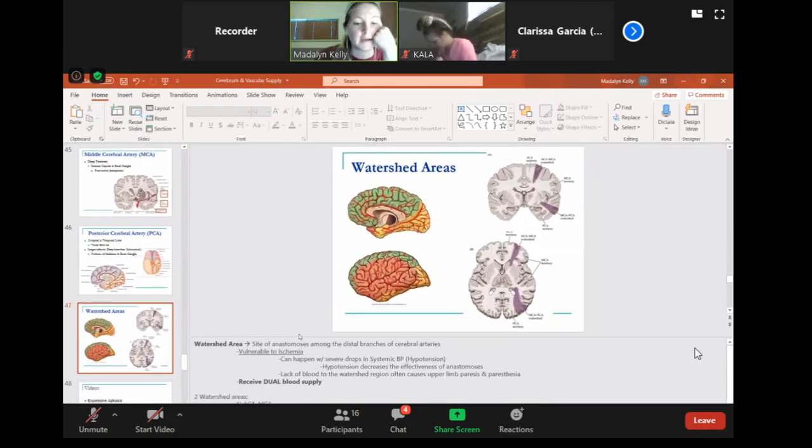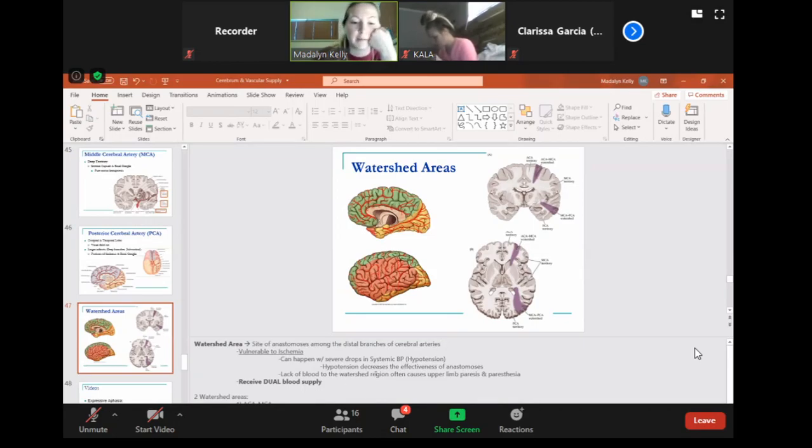Watershed. Okay, so watersheds are sites of anastomoses among the distal branches of the cerebral arteries. They are vulnerable to ischemia. They can happen with severe drops in systemic blood pressure, hypotension. That's what I was talking about. I was remembering lacunar infarcts with hypertension and watersheds with hypotension.